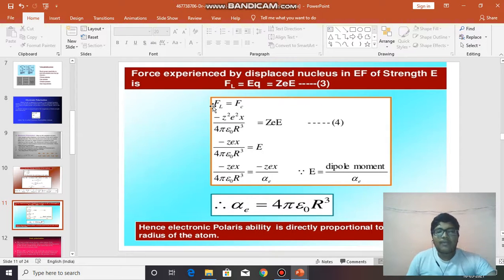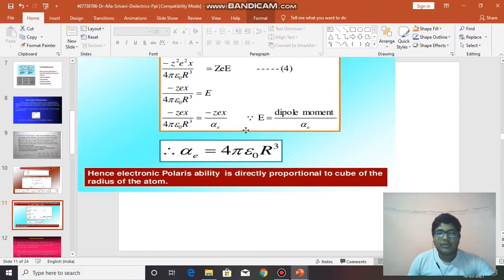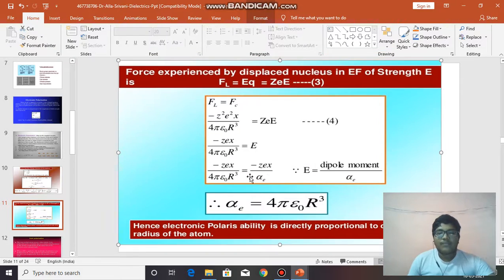Here, as per the force law, FL equals Fc, so minus Z square e square x by 4 pi epsilon naught r cube equals Ze into capital E. Here capital E equals the dipole moment by alpha e into E. Here alpha e equals 4 pi epsilon naught r cube. Hence electronic polarizability is directly proportional to the cube of the radius of the atom.